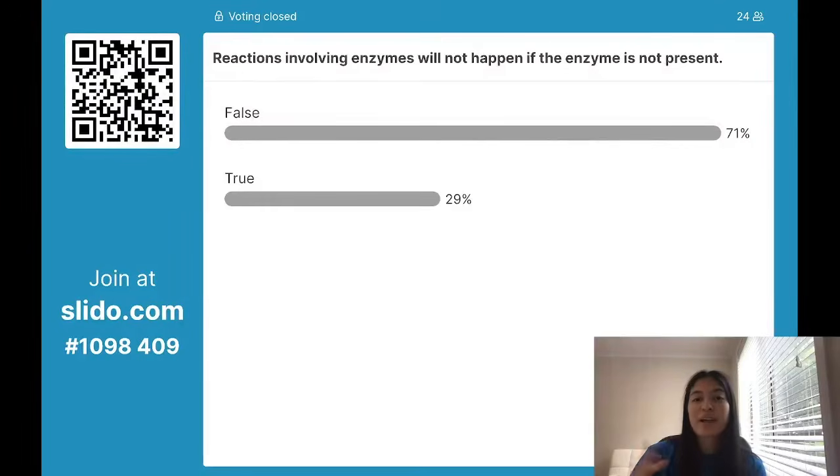I remember this because this is something I got wrong in one of my SACs, I think. To be technically accurate, if you don't have an enzyme, the rate will be so slow, it'll basically seem like the reaction isn't happening, but it just is happening really, really slowly. An enzyme does not turn a reaction on or off, it just speeds it up.